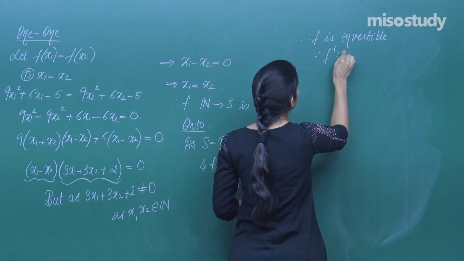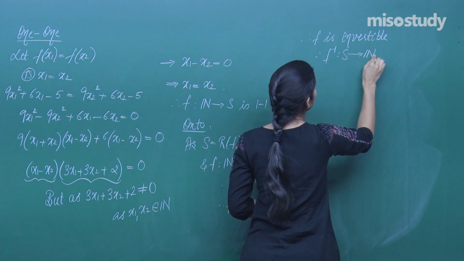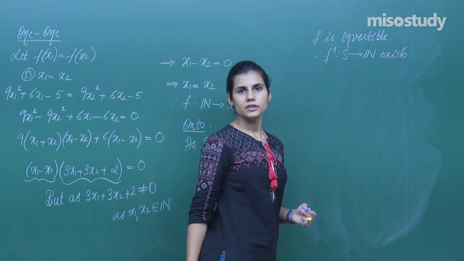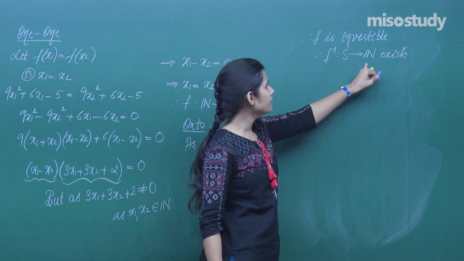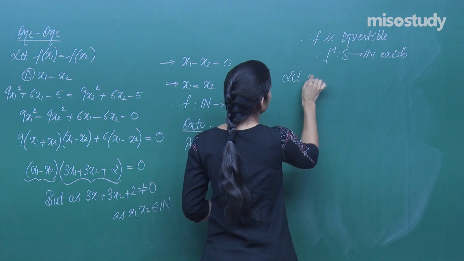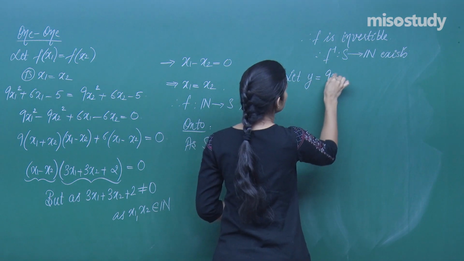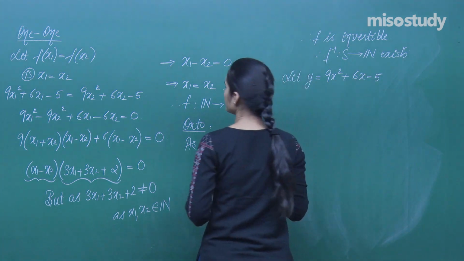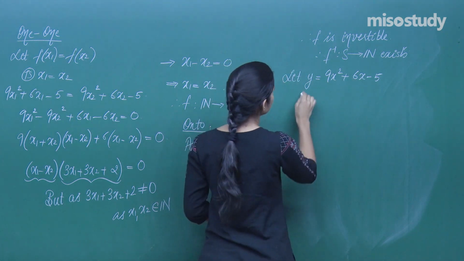Therefore f inverse from S to N exists. F was from N to S, f inverse exists from S to N, range of f to the domain of f. How to find f inverse? Let y be equal to f of x, which is 9x squared plus 6x minus 5. That is the definition of f. So let y equal this.